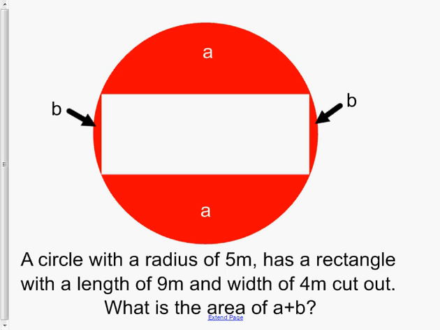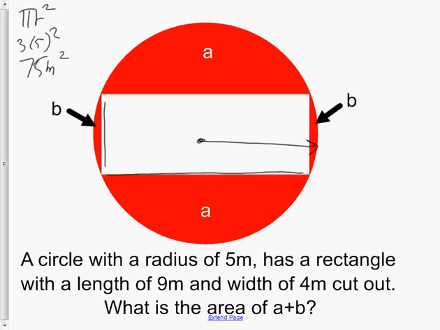In your second question, you're given this picture. It says a circle has a radius of 5 meters. So if I was to draw that on here, so that's 5 meters. So pi r squared will be 3 times 5 squared, which is still that 75 meters squared red circle. And the rectangle has a length of 9 and a width of 4. That white rectangle that is cut out has an area of 36 meters squared. So if I subtract those two, I get 39 square meters as all of the red.